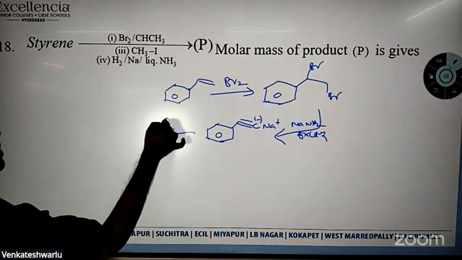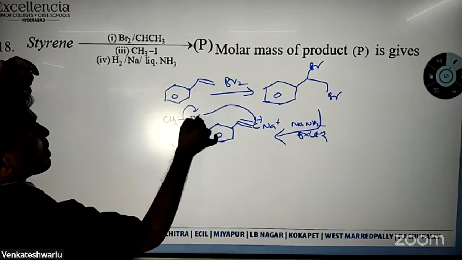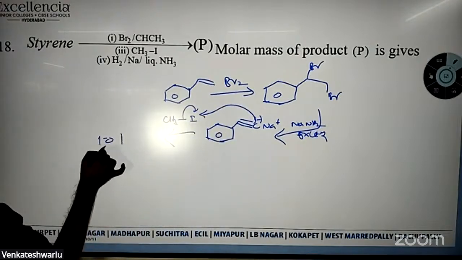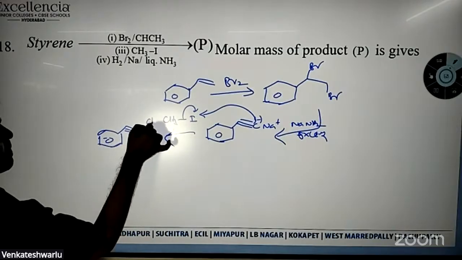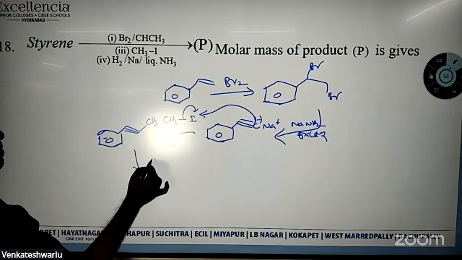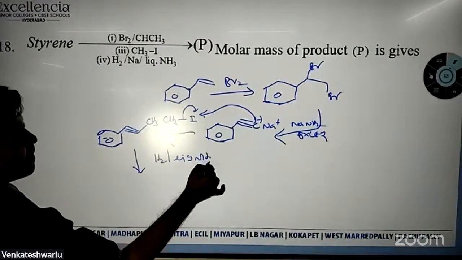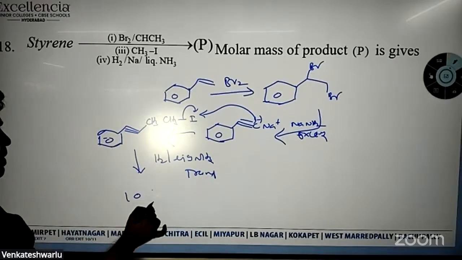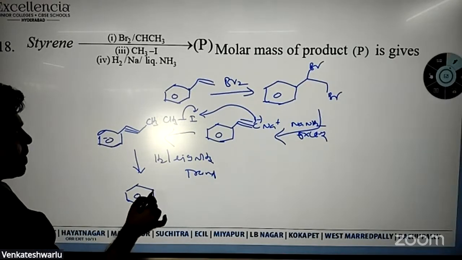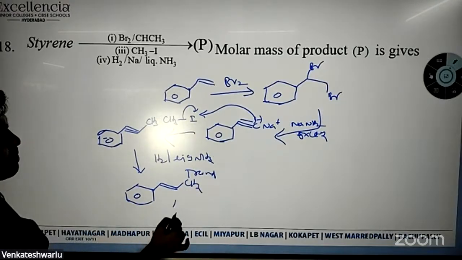Salt. Now here CH3I. I is a good leaving group and it is a nucleophile. We'll be getting like this, right? Now H2 in presence of liquid ammonia gives a trans product. Of course, partial reduction takes place. So this is the final product P.